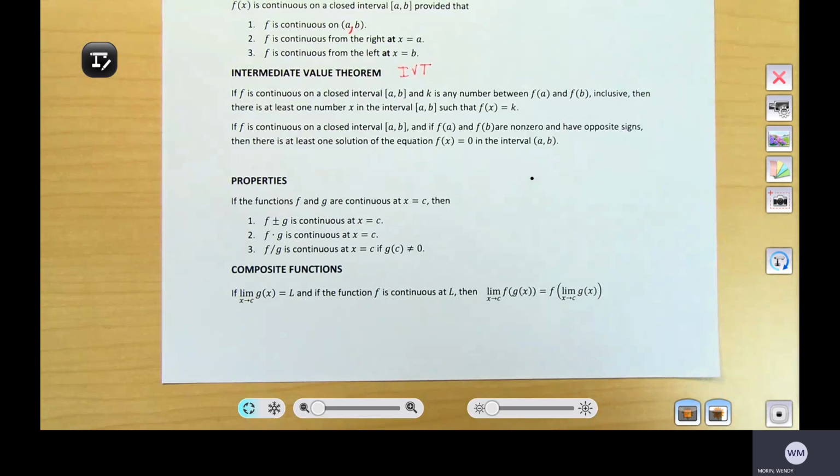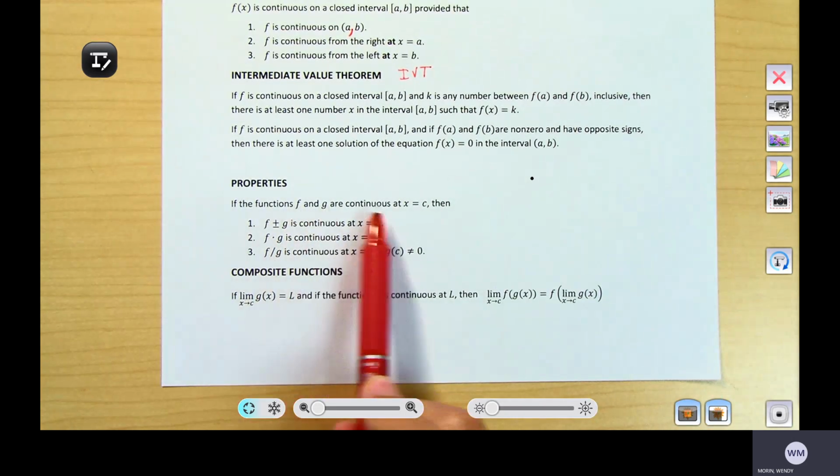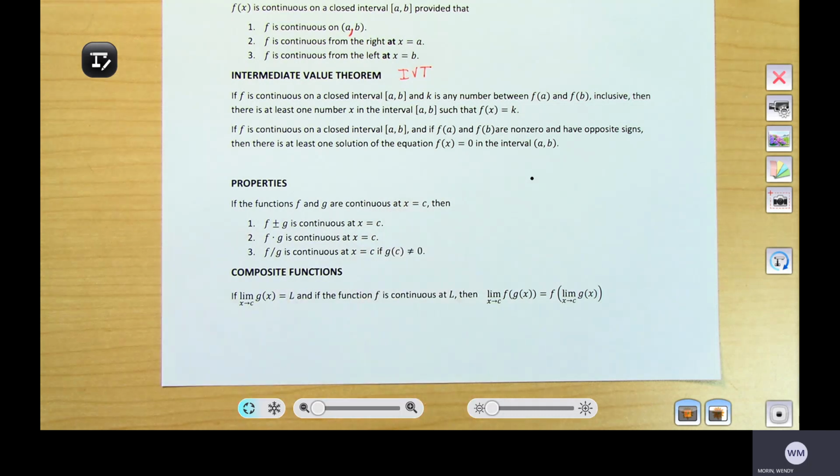Okay, some other properties for continuity. If f and g are continuous at some point, then their sum or difference is continuous, their product is continuous, and their quotient is continuous, as long as your denominator does not equal 0 at those values. And then we have the composite functions. We'll discuss those later on this year, but if you are taking the limit of a composite function, you can take the limit of the inside function and then evaluate your answer at the outside function. So again, the limit of a composite function is evaluating the limit of the inner function, and whatever your answer is, you evaluate that on the outer function. That's composite.